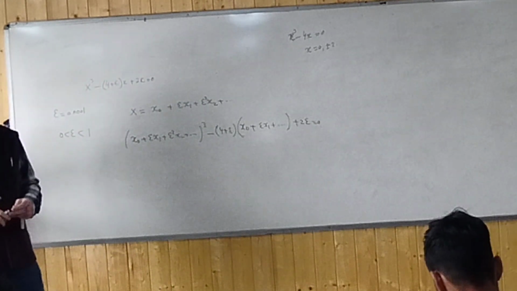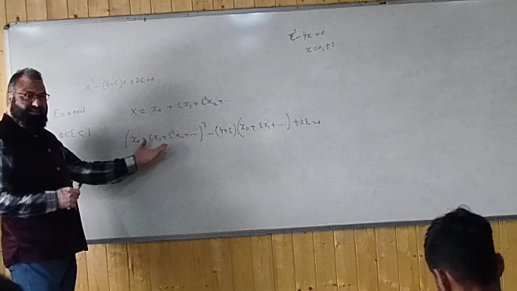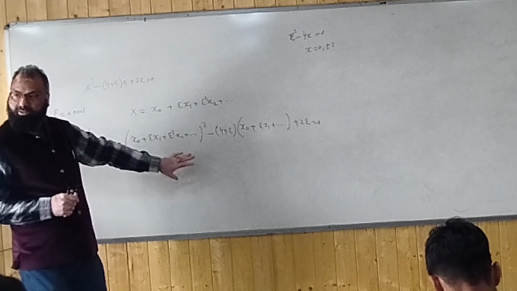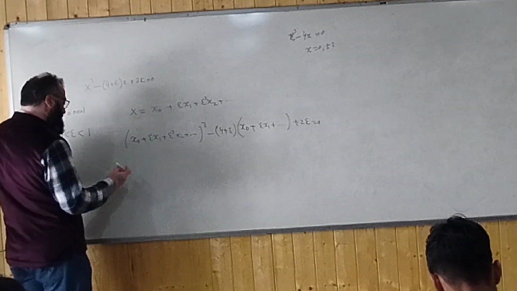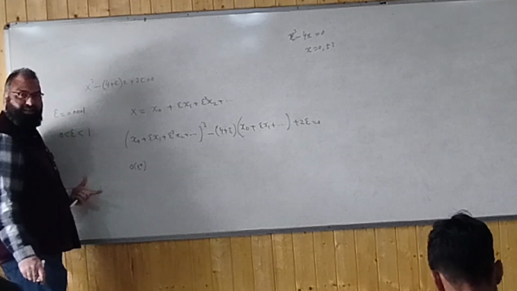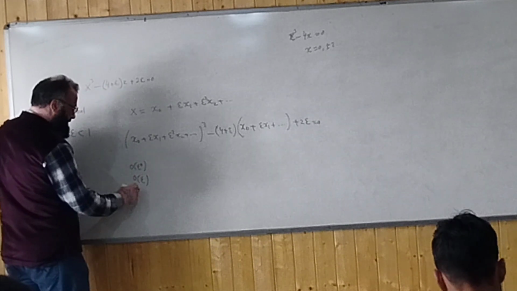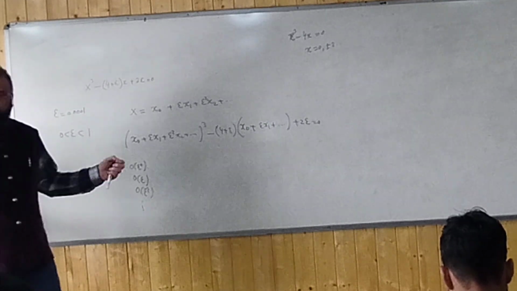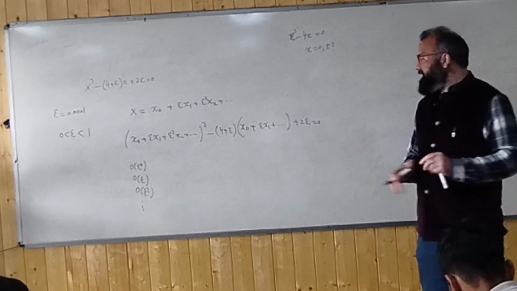Now how to proceed? You can expand this thing and rearrange the terms in the powers of epsilon. So you will be having a term of the order of epsilon naught, that means the zeroth order term, a term of the order of epsilon, and of the order of epsilon square and so on. Clear? And we know all these powers of epsilon are linearly independent of each other. Clear? Okay, so let's write.